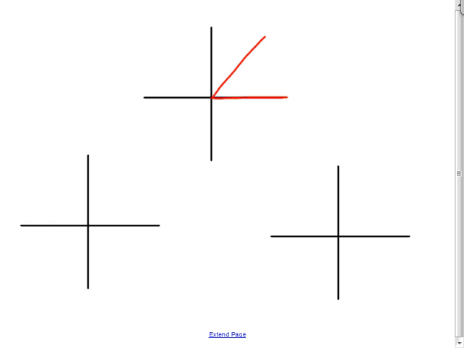So for instance, here is my angle. We'll call it a 60-degree angle. It is a 60-degree angle because it starts from my x-axis and goes counterclockwise. Positive angle measurements go counterclockwise. Positive angles go counterclockwise.